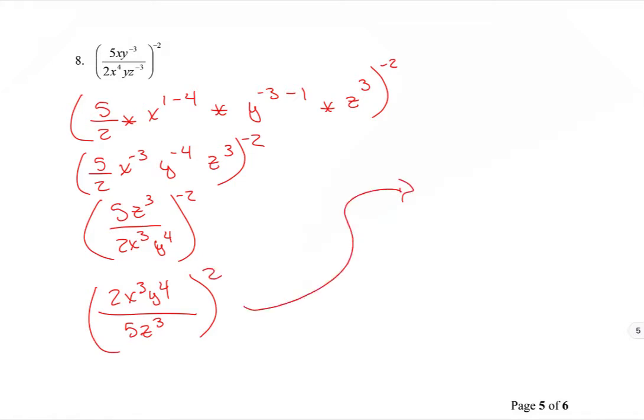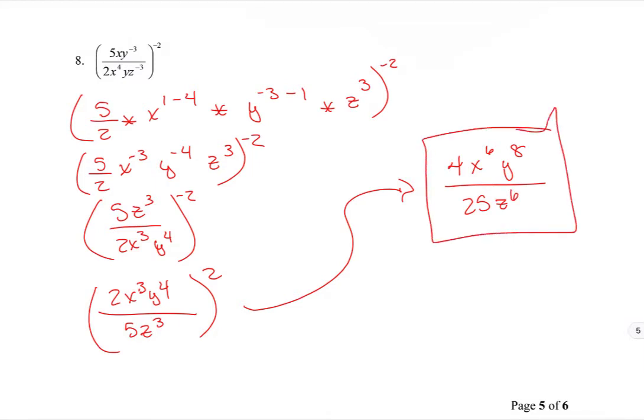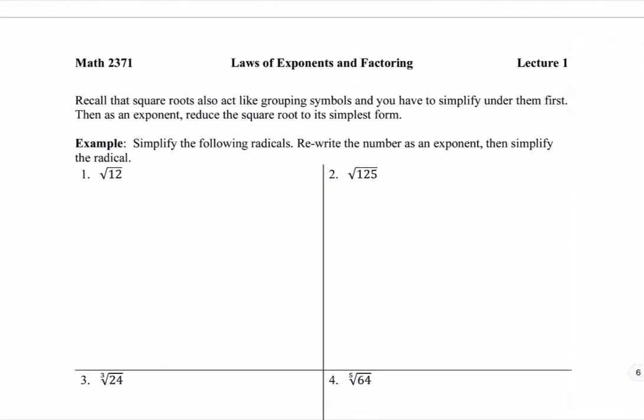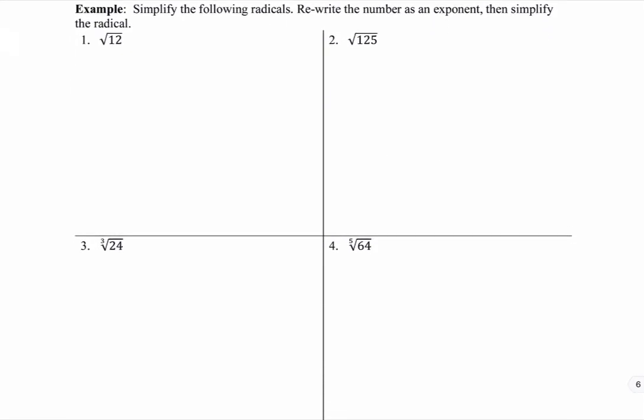and so my answer should be 2 squared is 4, x to the 2 times 3 is 6, y to the 4 times 2 is 8, over 5 squared is 25, and z to the 2 times 3 is 6. And let's see if we can write that 6 a little neater. And there we go. Now, the last thing in this section is how to simplify square roots.